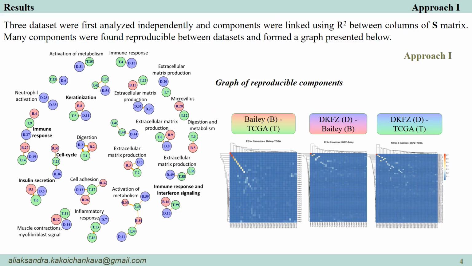The three datasets we first analyze independently, and components we link using R-square between columns of the S matrix. Many components were found reproducible between datasets and formed a graph presented below. As shown in the graph, the individual components are highly correlated, which indicates the presence of common pathophysiological processes occurring in each dataset. For example, here we have cell cycle, and many components from immune response and inflammation. Keratinization was a strong predictor of patient survival.